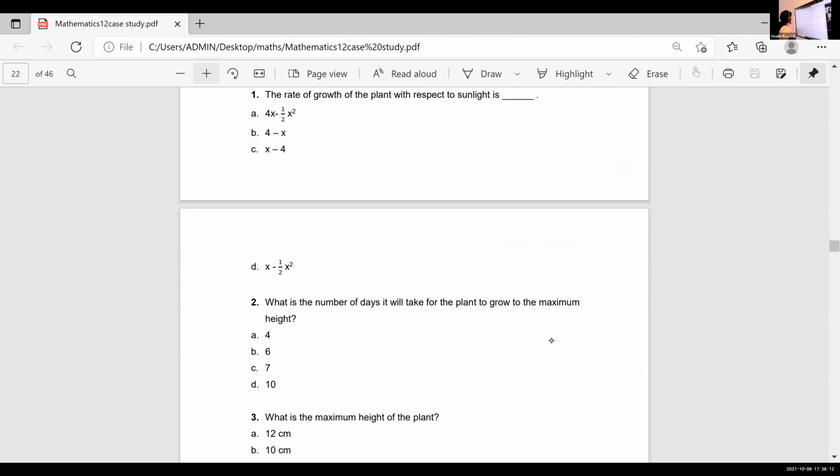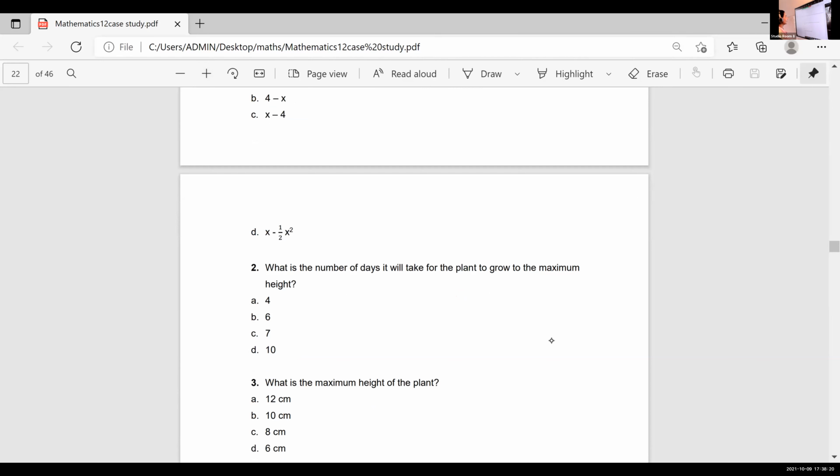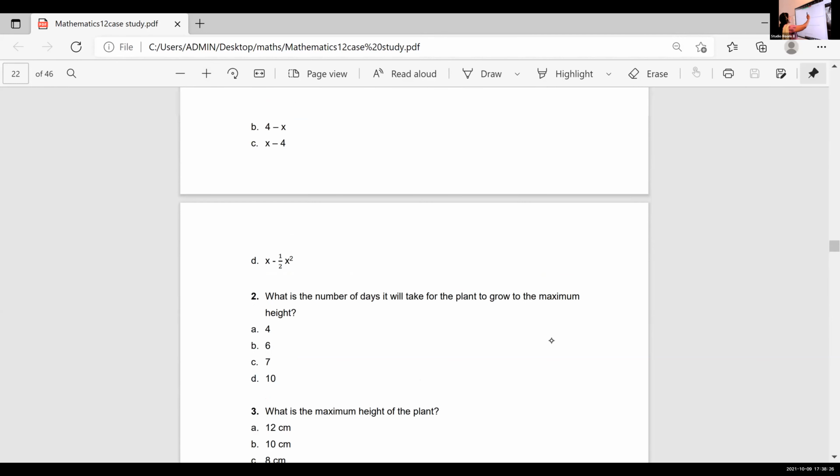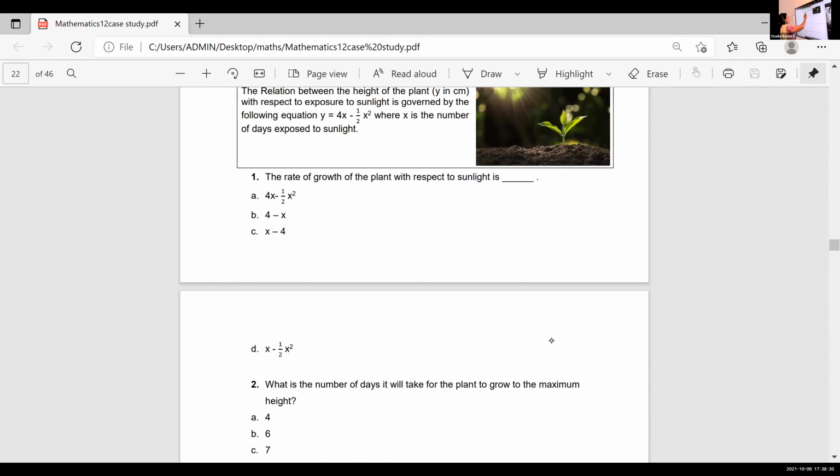Now look at the next one. What is the number of days it will take for the plant to grow to maximum height? You are asked to find the maximum height. So first you note down the function. What is the function given here? The function is y is equal to 4x minus half x square. Then find out the maximum value of that function.